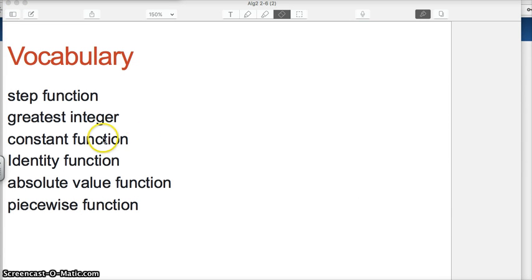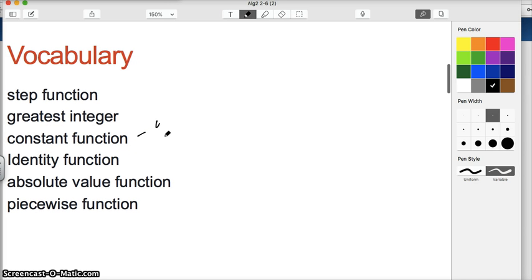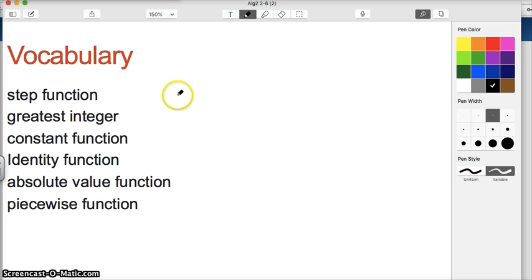We deserve something good. A constant function is a function that would be written as y is equal to x. Oh no, I'm lying to you. Constant function is not that function. I apologize. That's the identity function. The constant function, my bad, is y is equal to some number, b.